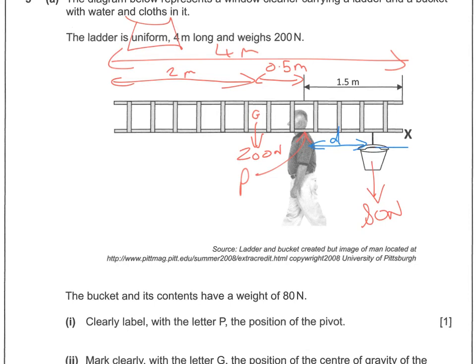And we'll also mark in this distance here as A. The reason we're calling it A is because that's the answer. That's the one they want. Now we need D for the moments problem, but we need A for the answer. It's vitally important in this kind of question that you redraw it as a simple moments problem.